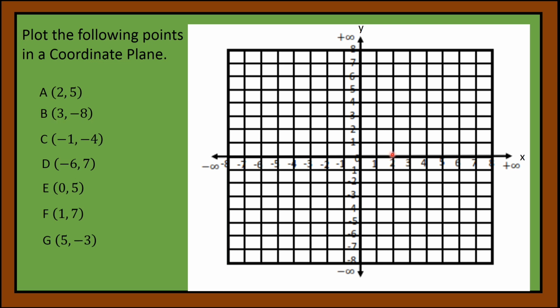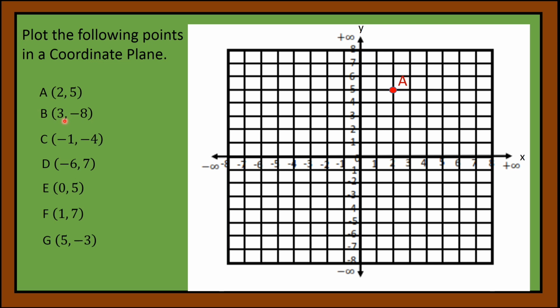So this is our positive 2. And then since our y value is 5, from the point of origin upward, we have 1, 2, 3, 4, 5. So this is our 5 on the y-axis. So 2, 5 will meet on this part. Therefore, this is where our point is located. That is point A.